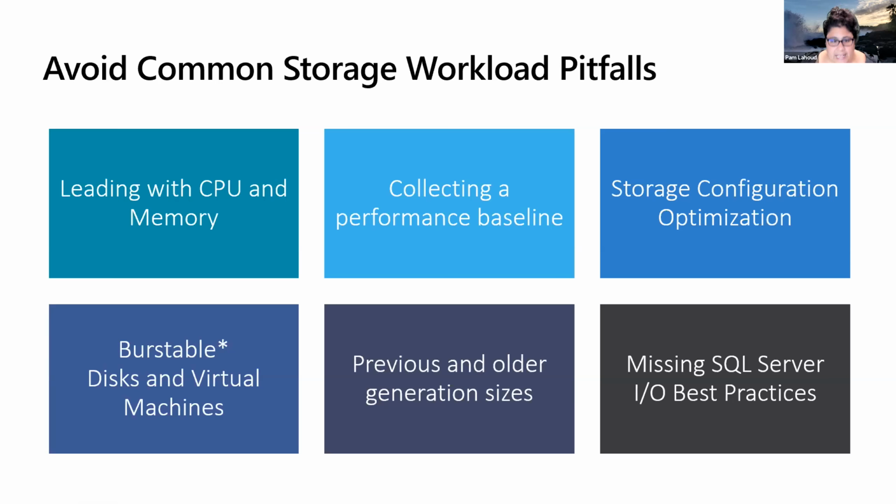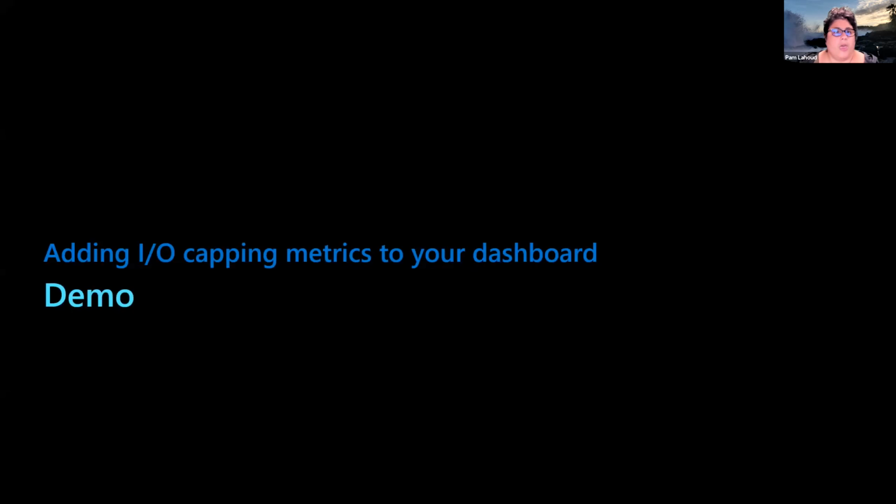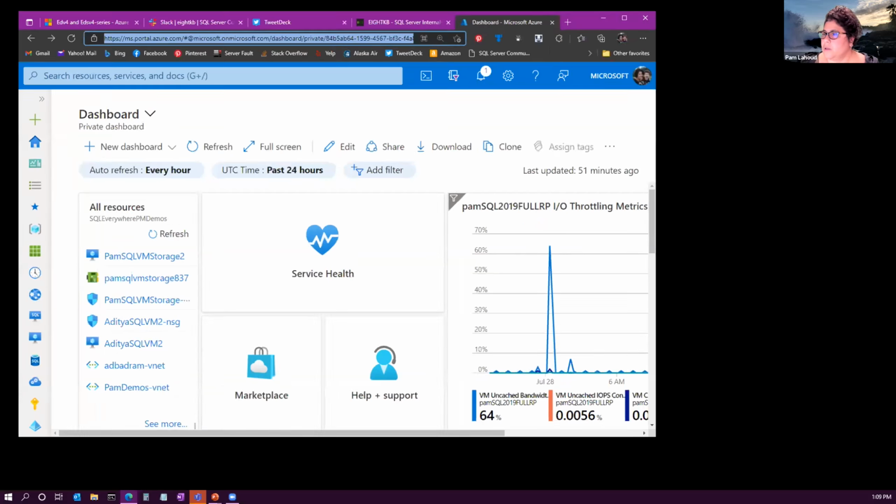All right, last topic, which I've been promising for a while, is the metrics. You can use Azure Monitor to see whether your workloads are getting throttled or not. You can use Azure Monitor, you can use Perf Insights. What I wanted to quickly show you is the metrics that are available. Let me bring up my dashboard.